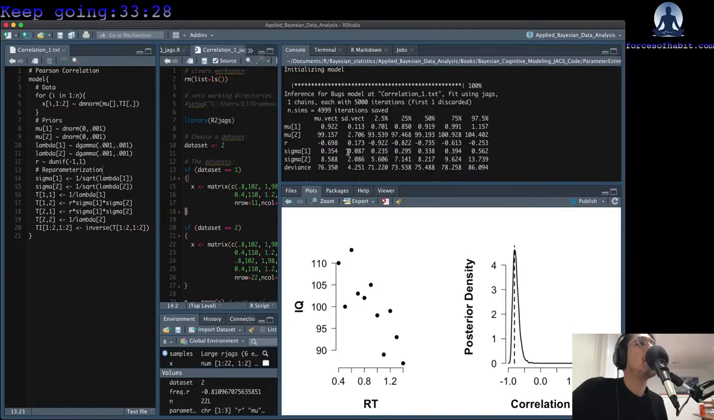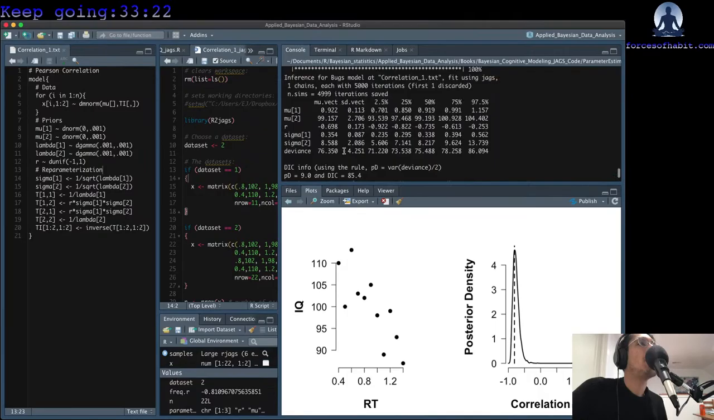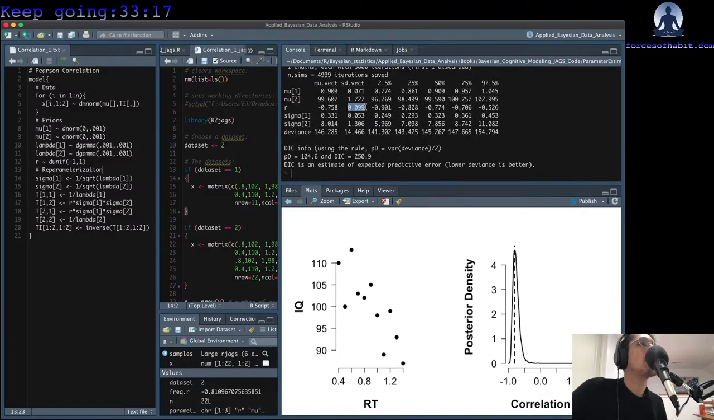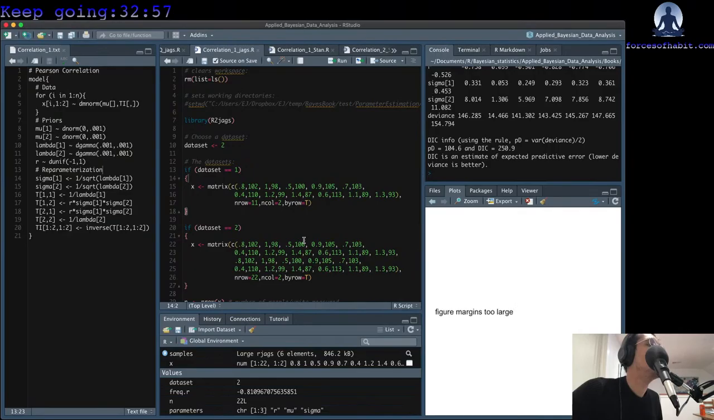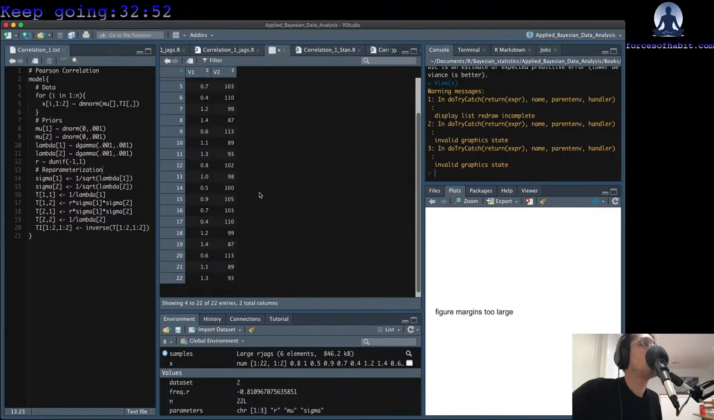We can see that by looking at sigma here, and then we can just actually look at R, standard deviation here, standard deviation here. Tighter. And larger. So more confidence in there being a negative association now. Because we doubled the data set. More the same. More the same.